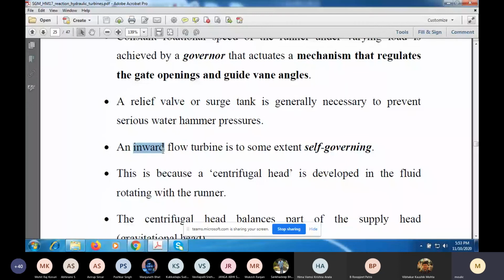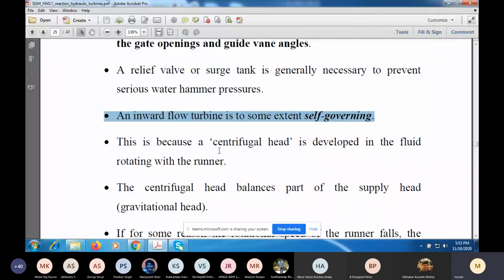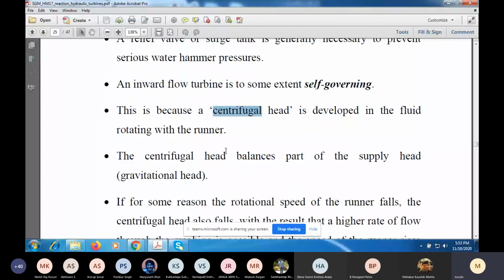Now an inward flow turbine is to some extent what is called self-governing, because there is a centrifugal head which in part balances the supply head, which is the gravitational head.